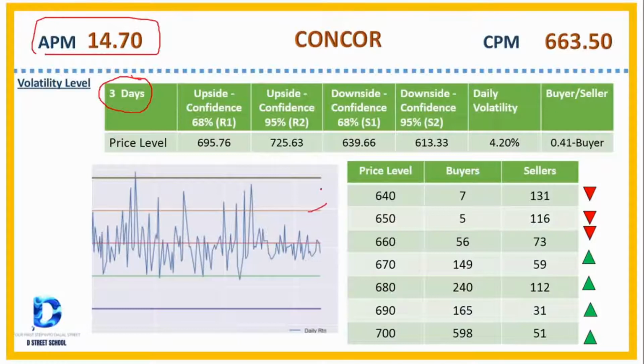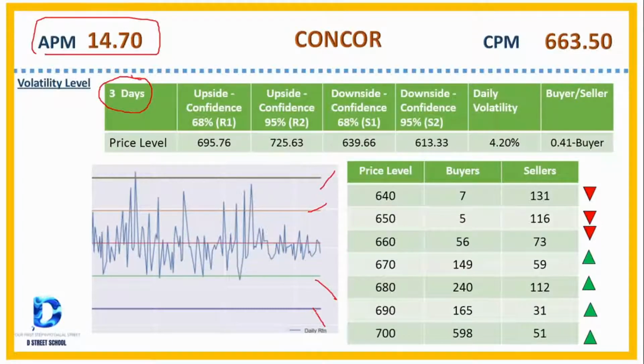So this is R1, this is R2, like S1 and S2. So don't confuse, this is not support and resistance. In order to understand very easily, I just named them R1, R2 and S1, S2. Okay, so how will we understand this volatility?